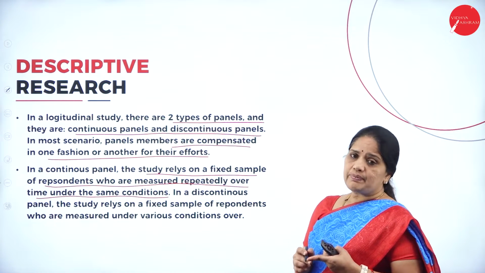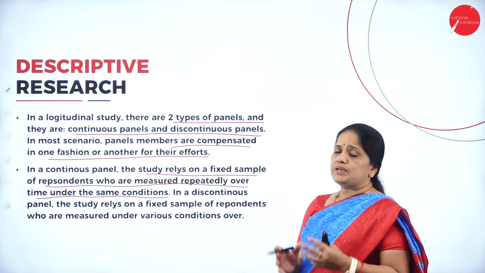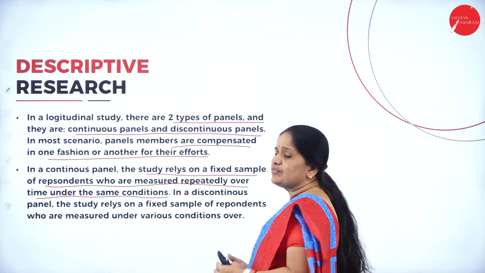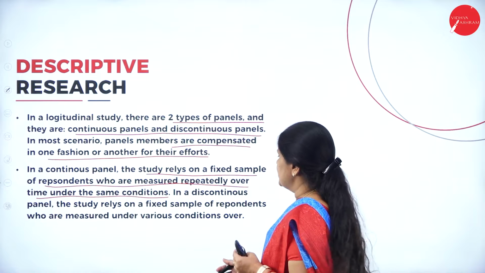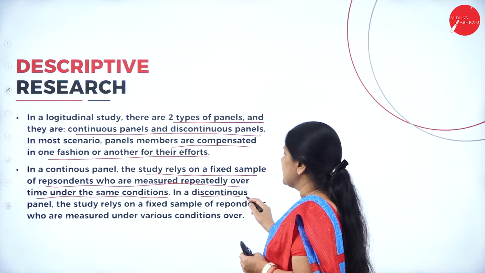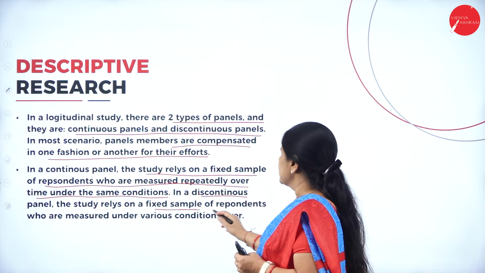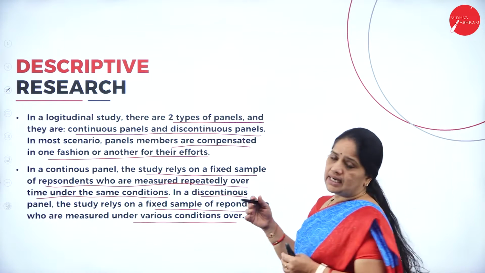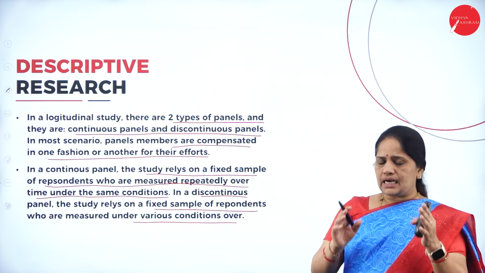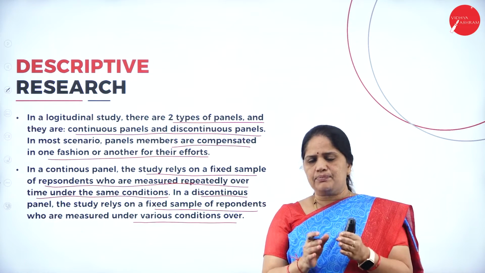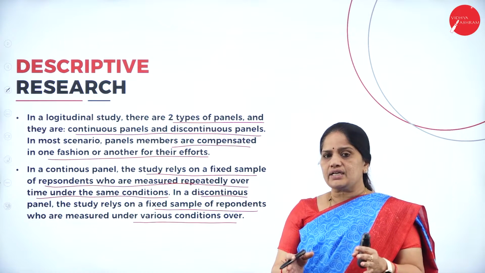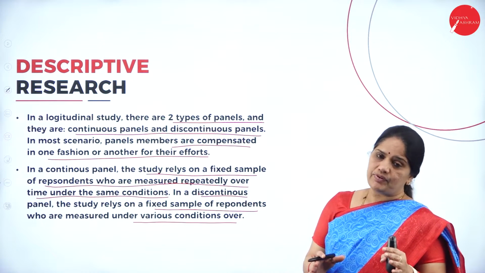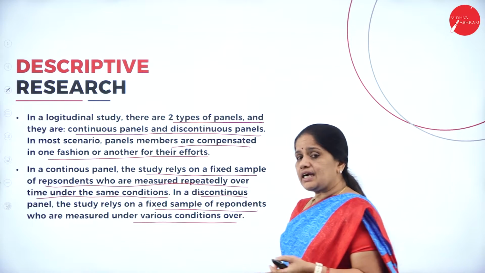In the continuous panel, you have a group of people who will be there and who will be measured over a period of time under the same conditions. In a discontinuous panel, the study relies on a fixed sample of respondents who are measured under various conditions. So, in this continuous panel, we have the fixed customers and with the fixed conditions, whereas in the discontinuous panel, you will have the same type of customers but under varying conditions.